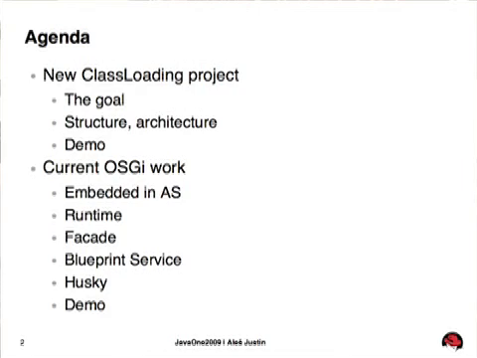And then we're going to move on to the current OSGi work, and we have 3 different flavors that we want to support. We call it embedded in the application server. The second one is runtime, and the third one is a facade on top of the MC. And we're going to just mention the current work on the OSGi enterprise group. It's the Blueprint service, and we have a whole new testing environment. We call it Husky. We're going to do another demo as well of the current OSGi stuff.